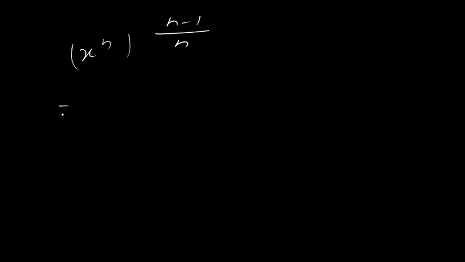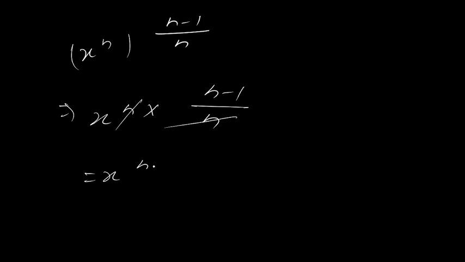Now open the bracket again: x to the power n multiplied by n minus 1 divided by n. This n and n cancel, so x to the power n minus 1. Is there any option? x to the power n minus 1, yes sir, option c is the answer. See beta, if you follow the steps you will get the answer. Okay, that was 22, now we will solve 23. Quickly we'll do it, it's very simple.